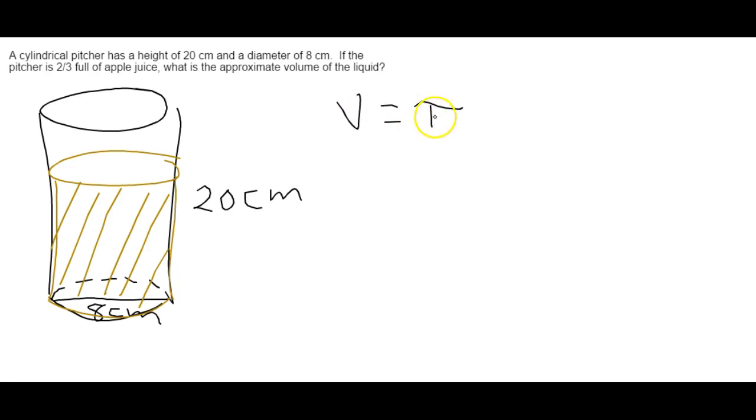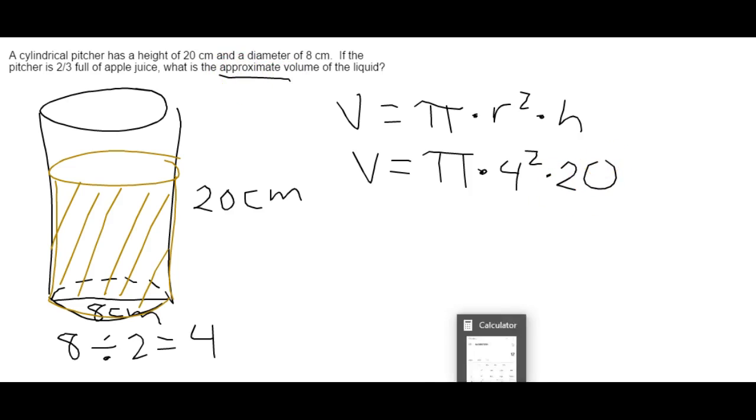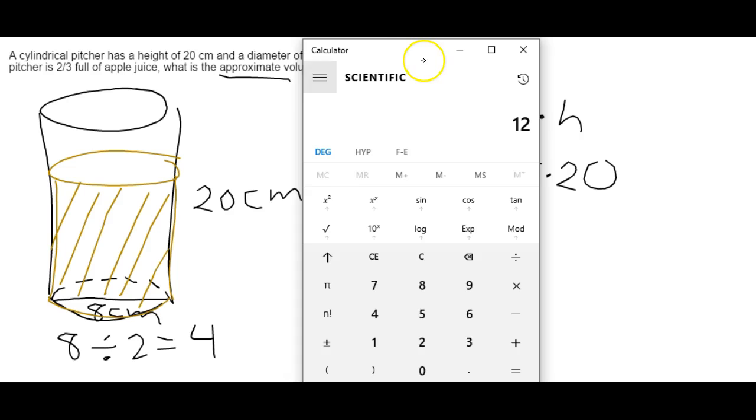Volume of a cylinder was pi times radius squared times height. Radius would be the diameter divided by 2, or 4. If they already give the radius, you don't have to do this step, but if they give the diameter, we do have to divide by 2. So times 4 squared times a height of 20. Now it did say to approximate, so we will use the pi button.